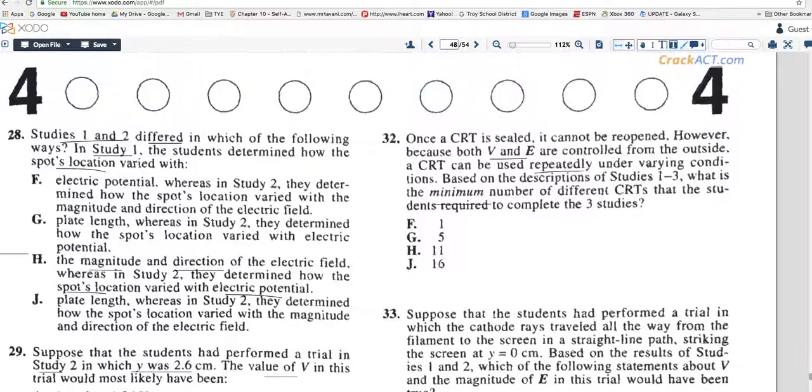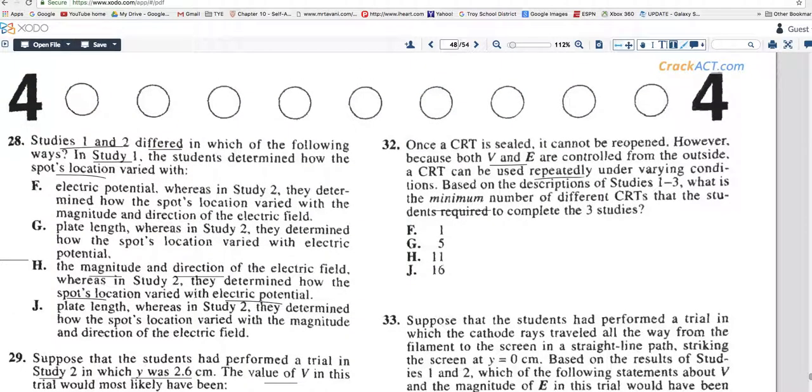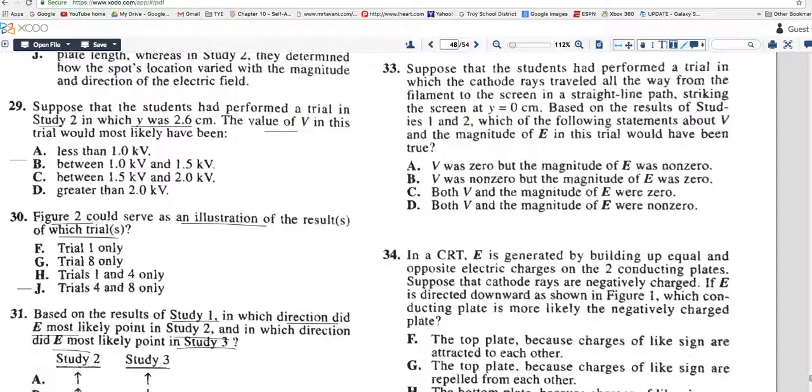Yeah. All right. Since in study 1, E's being changed, and in study 2, V's being changed, you only need one because those two can be manipulated. But in study 3, you can use the same thing for trial 12, but you need to get another CRT for 13 or 14 or 15 or 16. Good. All right, Vern, you get it now? Yeah. Okay, good. All right, 33.